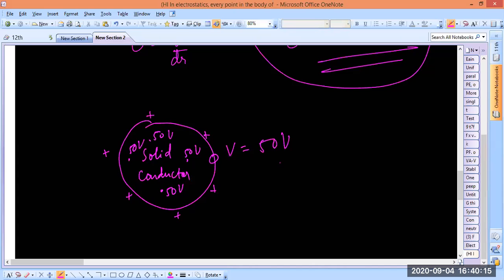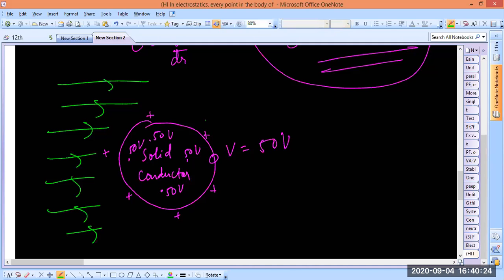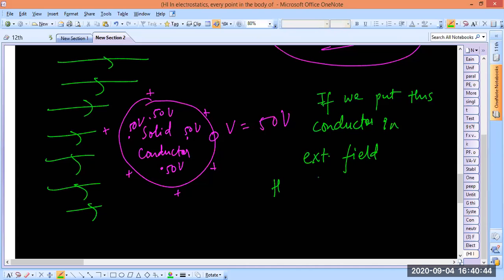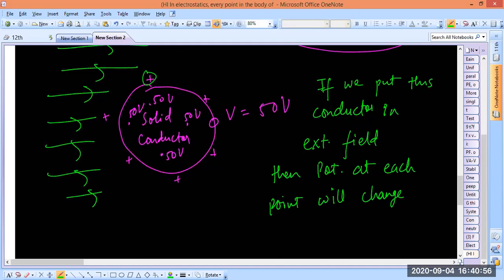Now if we take this object and put it inside an external field, let's say like this. If we put this conductor in an external field, uniform or non-uniform doesn't matter, then the potential at each point will change. And then it might happen that these charges will redistribute.